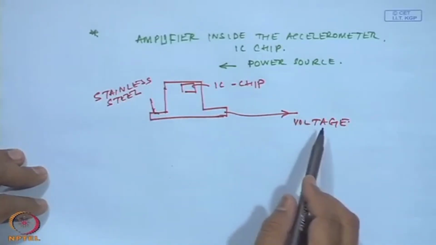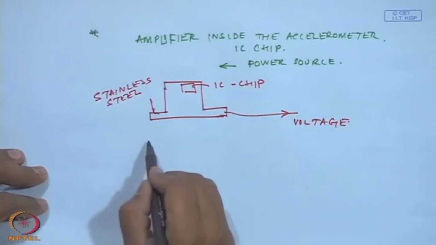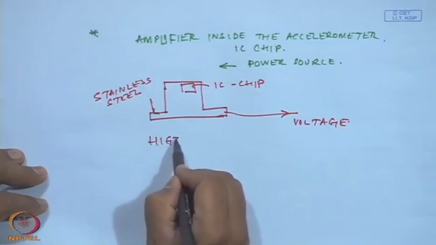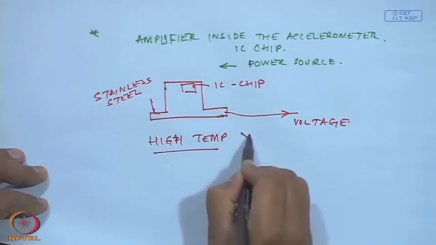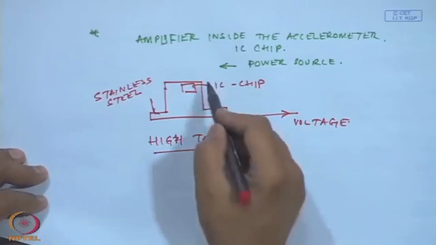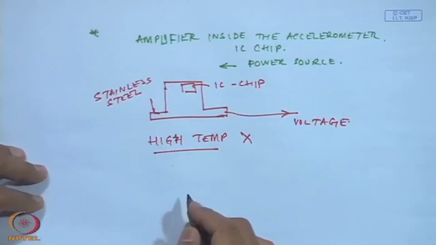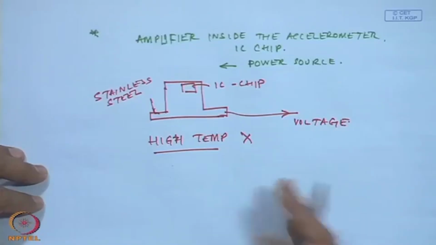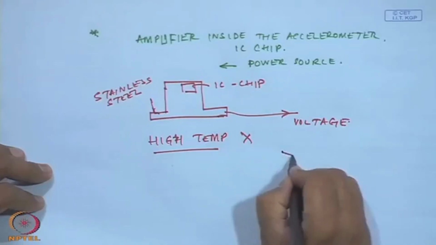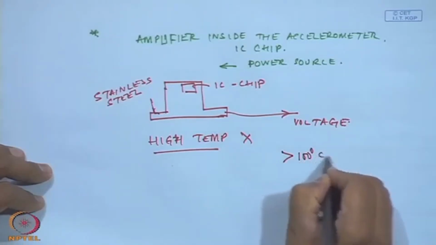So, this accelerometer cannot be subjected to high temperatures. We cannot subject them to high temperatures, because the IC chips will get damaged. But for simple vibration measurements in a room where the ambient temperature is around 30, 35, 40 degrees Celsius, it is good. They are not good beyond 100 degrees Celsius.